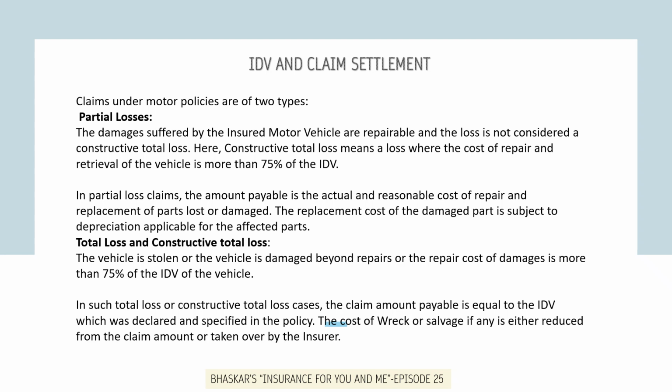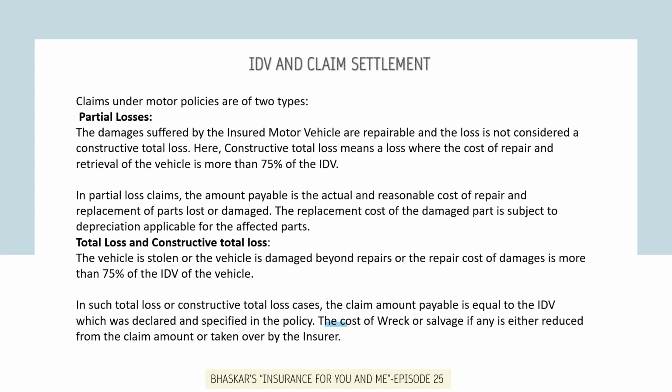In partial loss claims, the amount payable is the actual and reasonable cost of repair and replacement of parts lost or damaged. The replacement cost of the damaged part is subject to depreciation applicable for the affected part. The second type of loss is a total loss and constructive total loss, where either the vehicle is stolen or the vehicle is damaged beyond repairs or the repair cost of damage is more than 75% of the IDV of the vehicle.